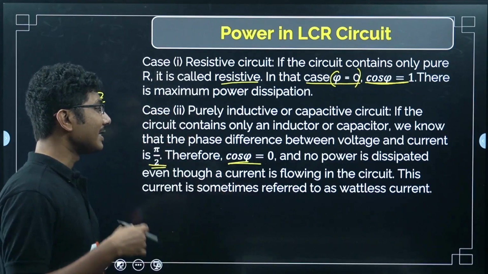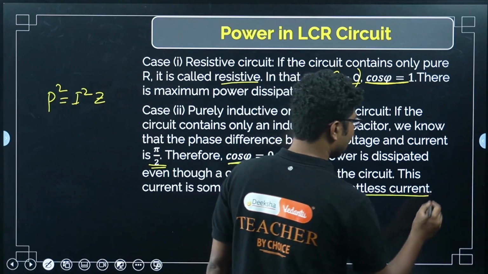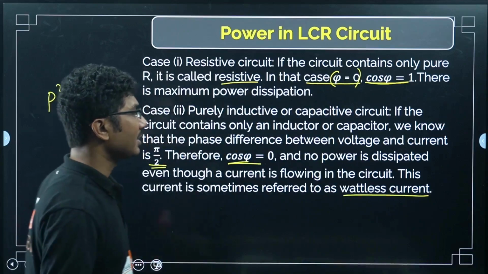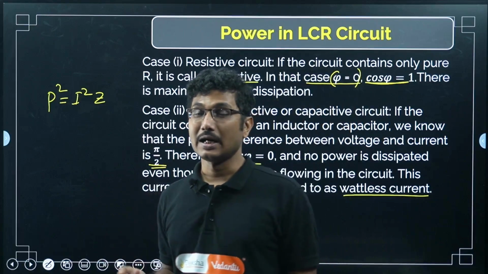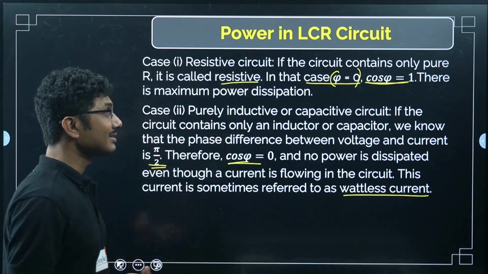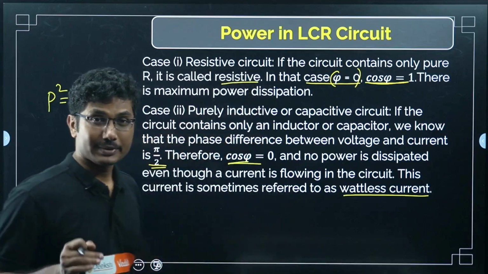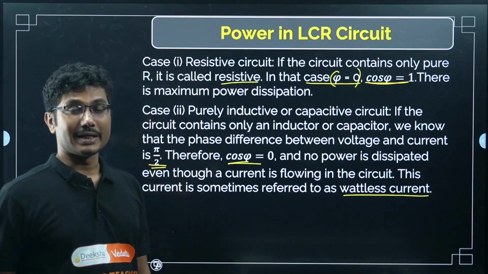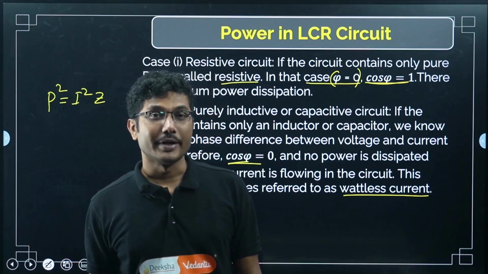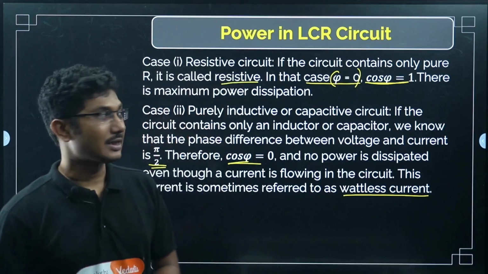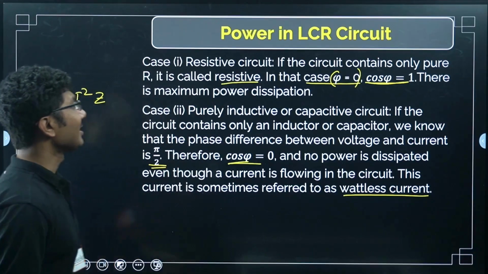Even though the current is flowing in the circuit, this current is sometimes referred to as wattless current. This is for basic information. Sometimes in your objective questions for PU especially, they ask you what is wattless current. Wattless current is when we are considering a purely inductive or purely capacitive circuit, the power dissipated in that circuit is 0. In an AC circuit, when purely inductive and purely capacitive circuits are considered, the power consumed is 0. So that's why it is called a wattless current.